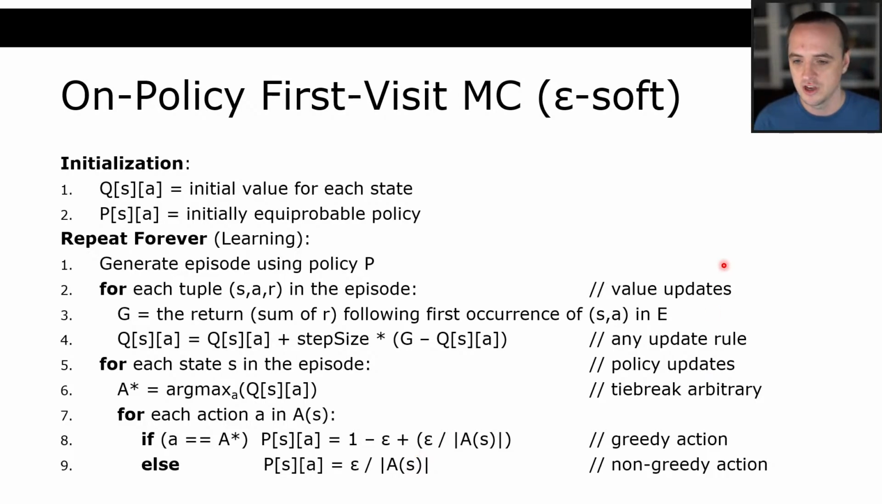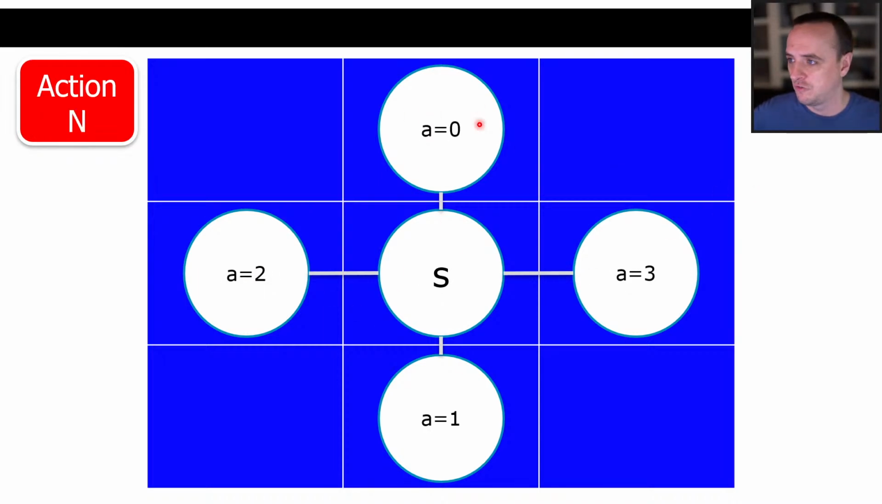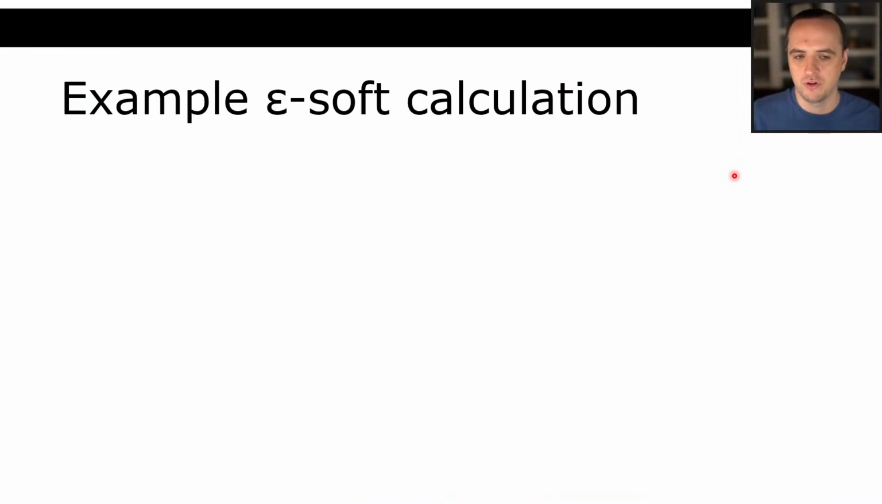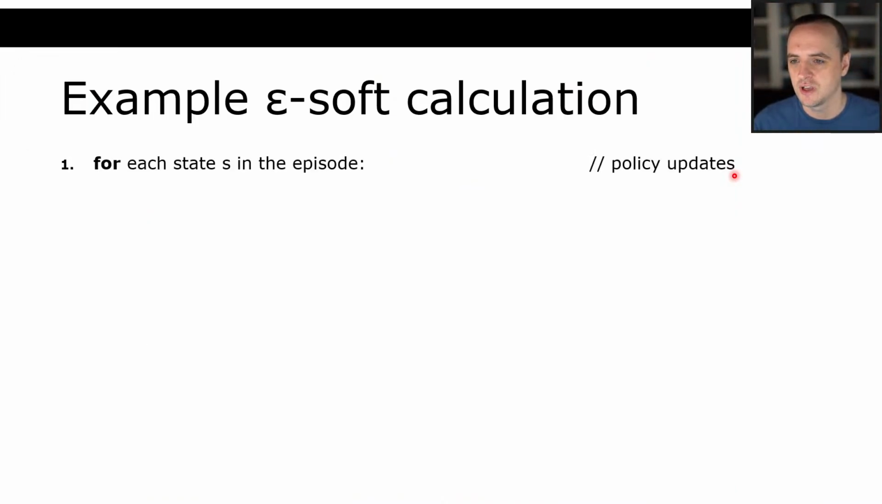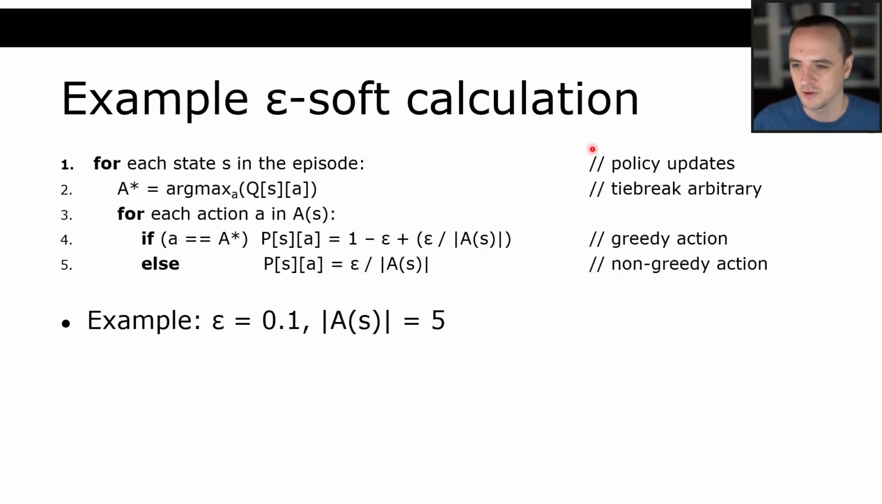Before we do that, just realize that we're going to be operating in an environment like this. We've seen this environment a number of times. So we have some actions. We can move up, down, left, and right, for example. So here we have 4 actions. Okay, so we might have action 0 up, action 1 down, action 2 left, action 3 right. So here's an example epsilon-soft calculation. This is the formula that I just put in the slides. So we're just going to do one example of this so you know what I'm talking about.